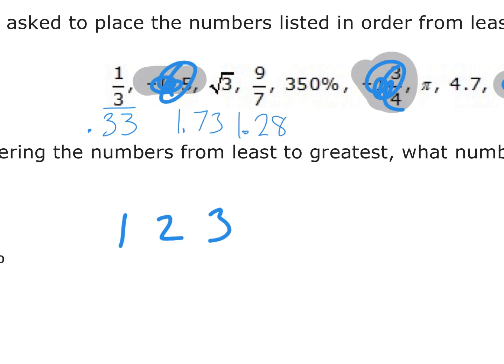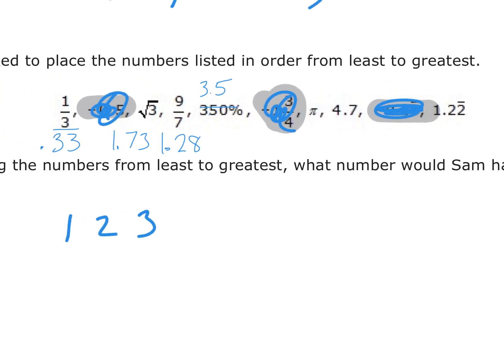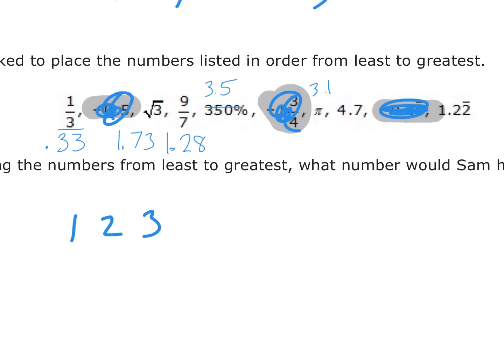1.73, and we know that 2/7, we did it earlier, was 0.28. So 9/7 has to be 1.28. Do I need to mess with the 350%? Why? Because that would be a really big value, 3.5. So that's out of the question. Pi is also 3 something. So that's going to be out of the question. So we're done with those two. 4 is way too big.